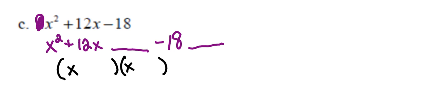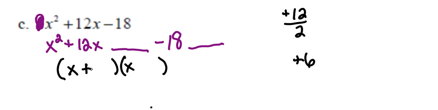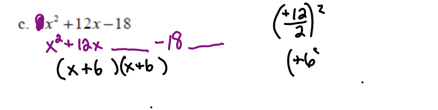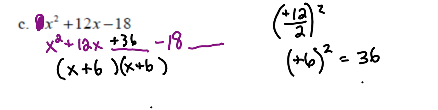Okay, so how do I figure out where these things go? You take your B term. Our B term is a positive 12. You divide it by 2, and you will get a positive 6. Now, it's kind of working ahead. It already tells me what this is going to be: x plus 6 and x plus 6. But I take whatever value I get there, and I square it, and I get 36. So I'm going to put that 36 in the blank.